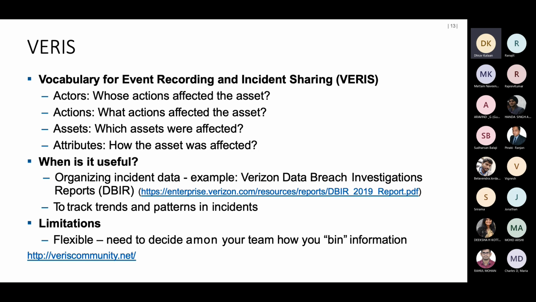In terms of VERIS, it captures four pieces of information. The first being around the actors. So whose actions actually affected an asset which I spoke to you about. So who were the threat actors in the first place, right? What kind of actions did they perform? What were the assets that were actually impacted? And how were the assets actually impacted? So you have to answer in terms of actors, actions, assets, and attributes, right?